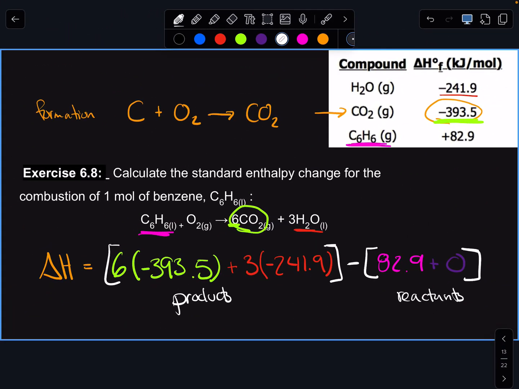Okay, plug that into your calculator. Let it do your work. And I got, is that a 0 or is that an O? A 0. That's kind of confusing because it is oxygen. I was putting in a 0 just to emphasize the point. I got negative 3170 when I round for significant figures.